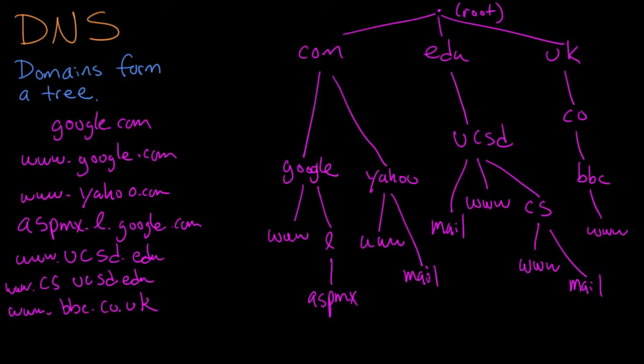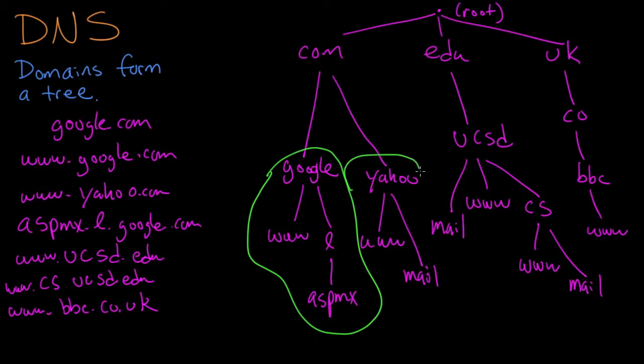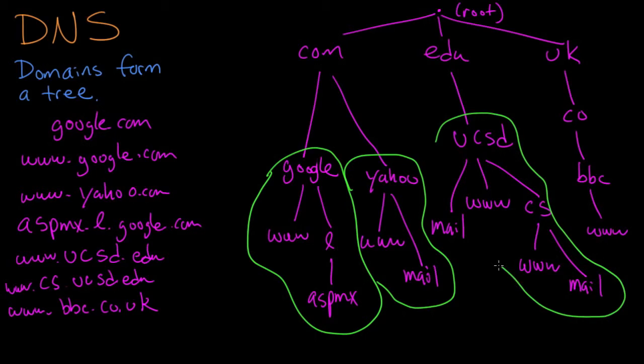And there's actually lots and lots of domains in here. So for example, here's a domain, obviously. Here's Google and all of its stuff below it. This is the google.com domain. So that word Google here identifies the top of its domain, but it's underneath com, which is underneath root. So this is the google.com domain, and here's the yahoo.com domain. Here's the ucsd.edu domain. And here's the bbc.co.uk domain.